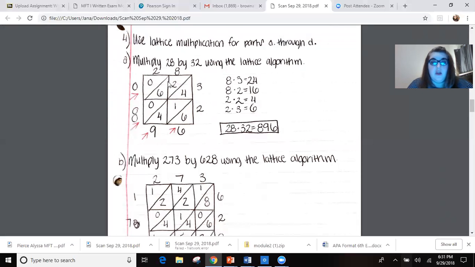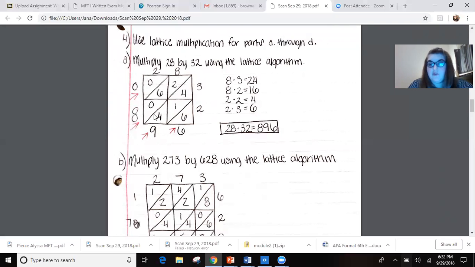So what you're going to do is write all of your boxes, and then you're going to divide each box. So all these are going to be connected, kind of like lines. I've drawn arrows to show your divided lines. So then you're going to solve. We'll start here. 8 times 3 is 24, and then 2 times 3 is 6. 8 times 2 is 16, and then 2 times 2 is 4.